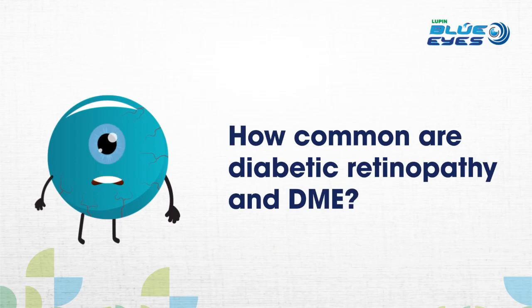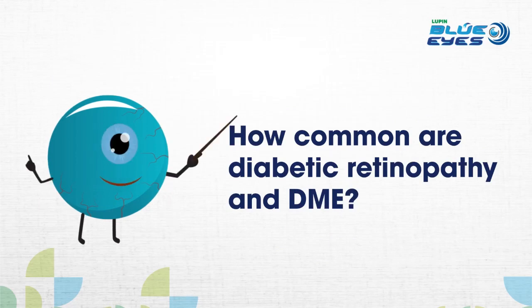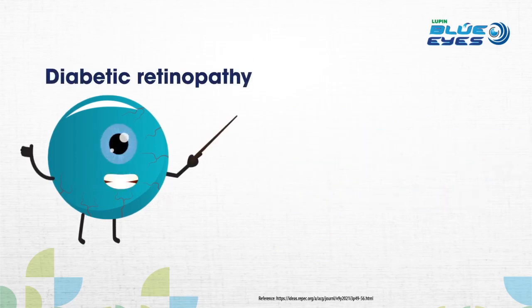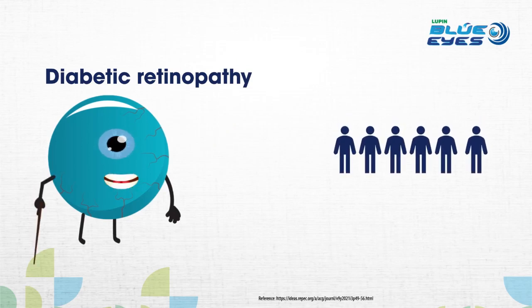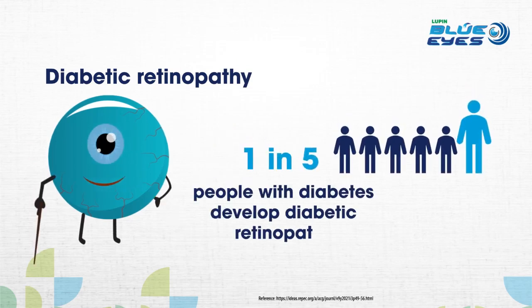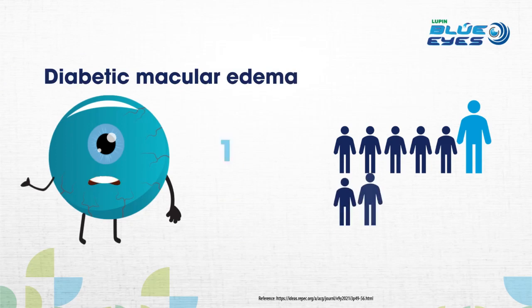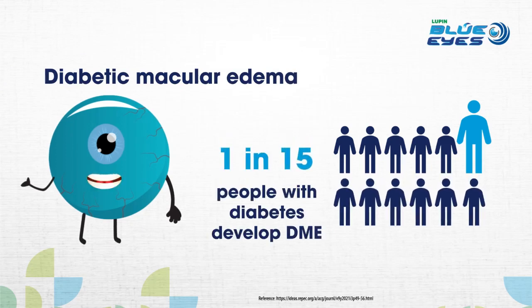How common are diabetic retinopathy and DME? Anyone who has diabetes can develop diabetic retinopathy. In India, approximately 1 in 5 people living with diabetes have some degree of diabetic retinopathy. Over time, about 1 in 15 people with diabetes will develop DME.